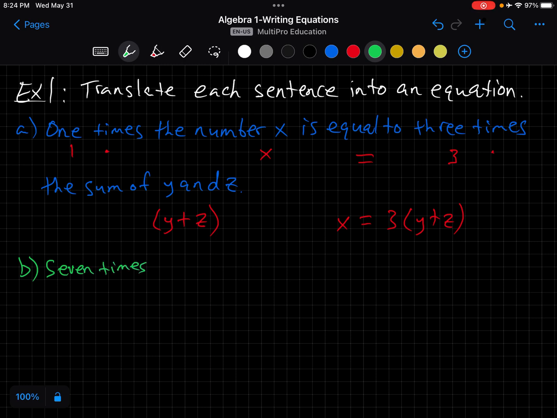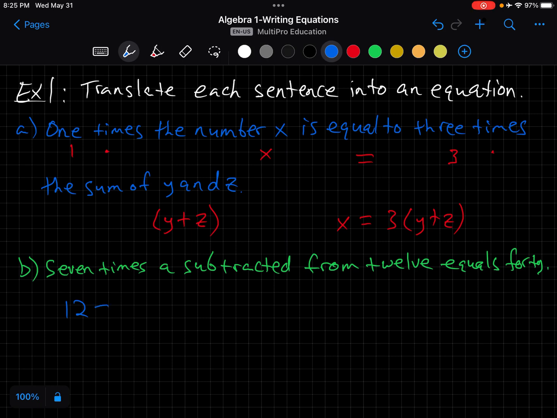We have 7 times a subtracted from 12 equals 40. Okay, so this is written in a strange way where something is subtracted from something else. So you have to put the other number first before you subtract the first number. So we're going to say this is 12 minus 7 times a, which is equal to 40.